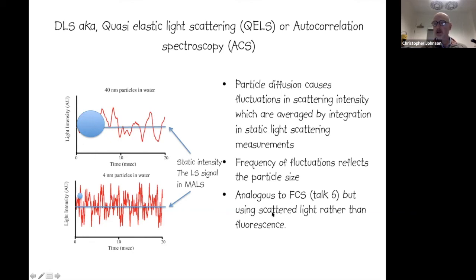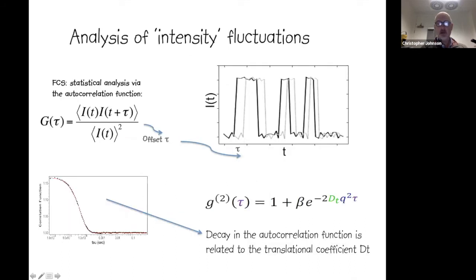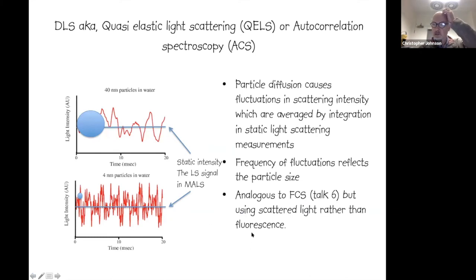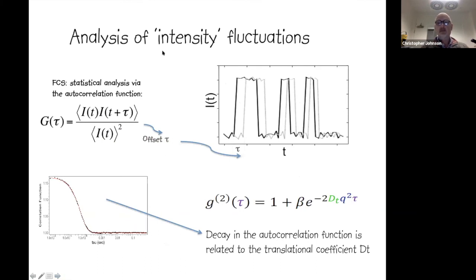This is very analogous to fluctuation correlation spectroscopy that I talked about in the context of single molecule measurement in talk 6, but using scattered light, and certainly not working at single molecule concentrations, and also using scattered laser light rather than fluorescence, which we use at the single molecule level. So the fluctuations are analyzed in a similar manner to FCS, using autocorrelation analysis.